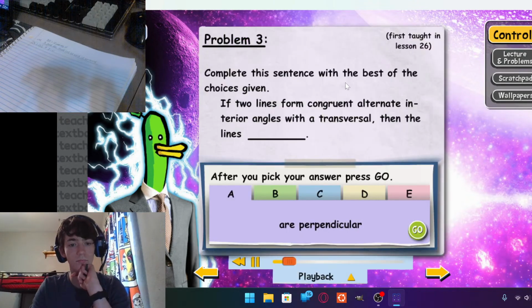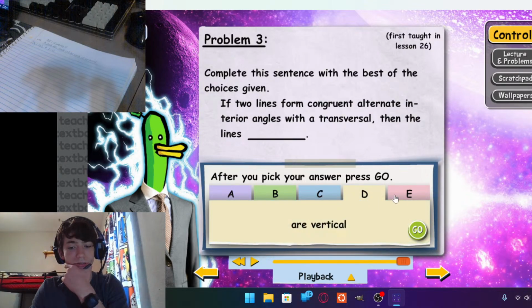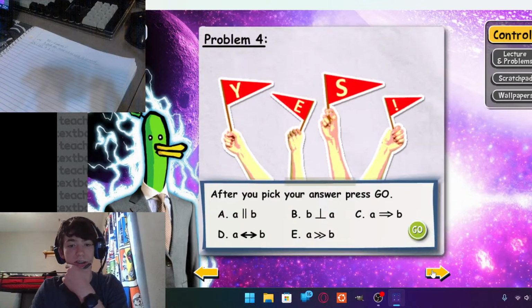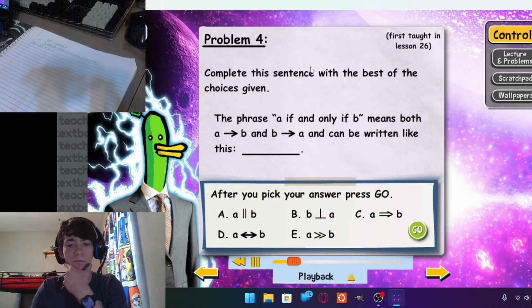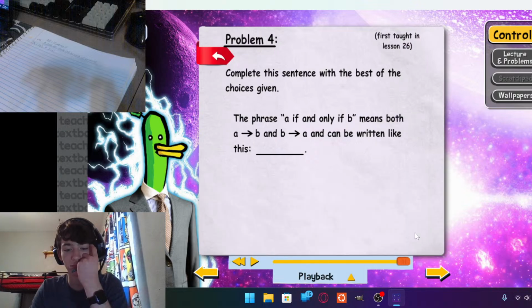You need to complete this sentence with the best of the choices given. If two lines form congruent alternate interior angles with a transversal, then the lines blank. Are parallel. You got it. Yeah. You need to complete this sentence with the best of the choices given. The phrase A if and only if B means both A implies B and B implies A, and it can be written like this. I think this. Bingo. Yeah.